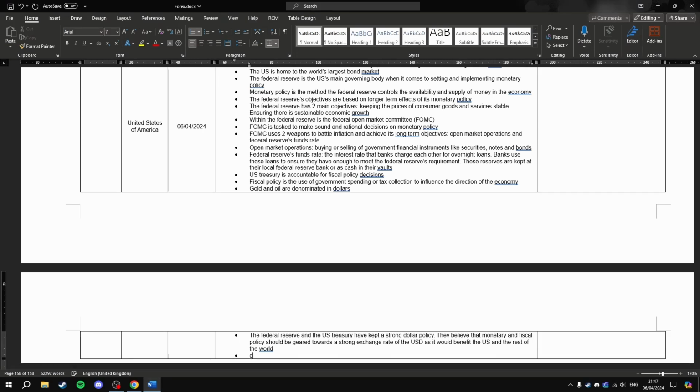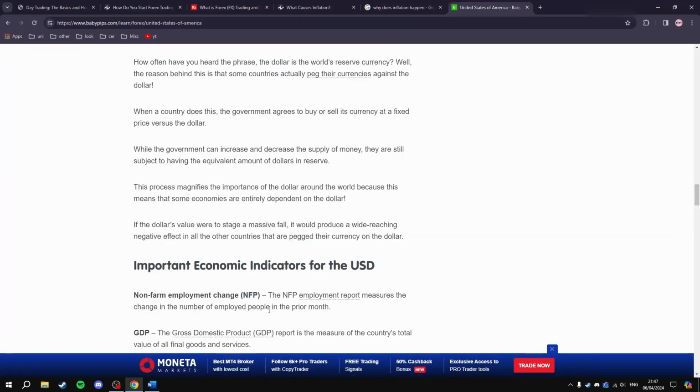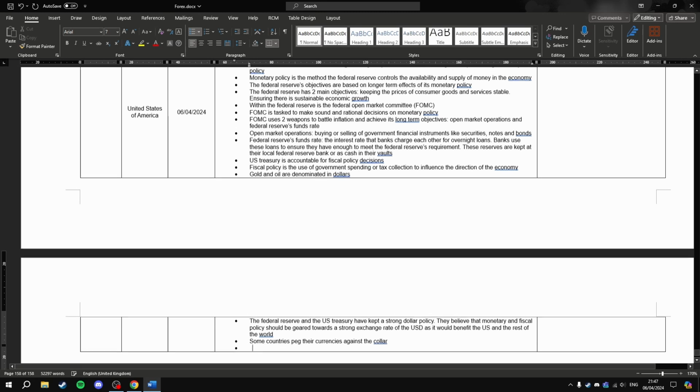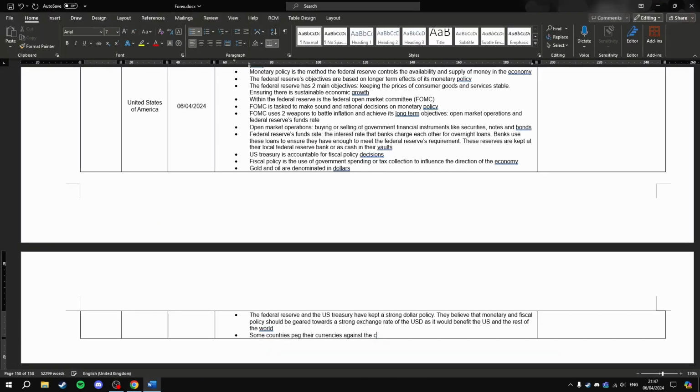So some countries peg their currency against the dollar, not the collar.